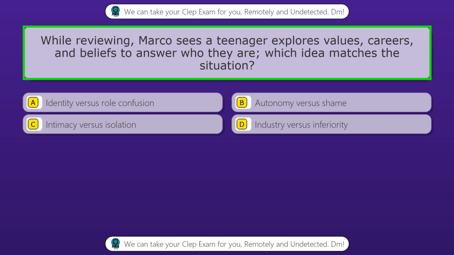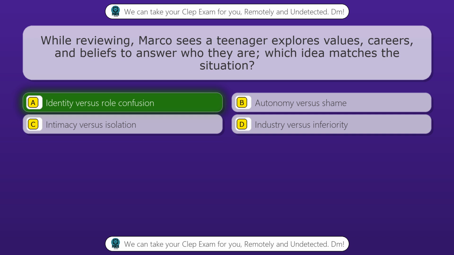Question 20. While reviewing, Marco sees a teenager exploring values, careers, and beliefs to answer who they are. Which idea matches the situation? Option A, identity versus role confusion. Option B, autonomy versus shame. Option C, intimacy versus isolation. Option D, industry versus inferiority. The correct answer is option A, identity versus role confusion.